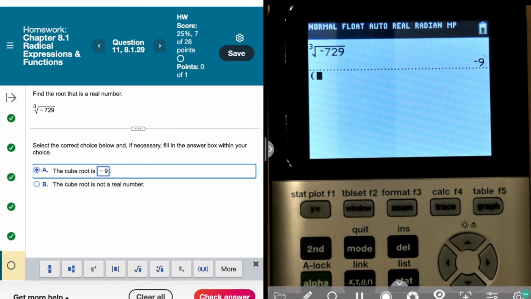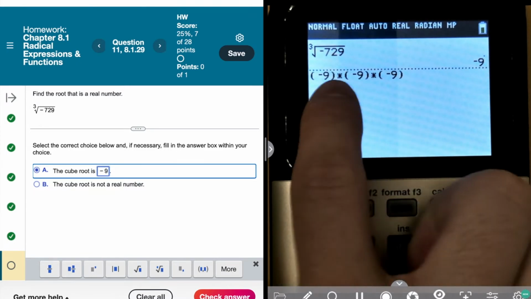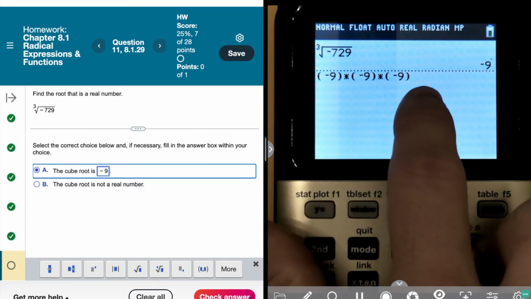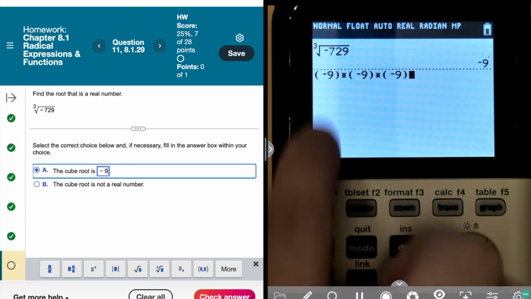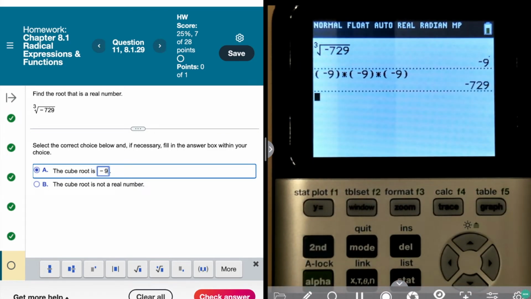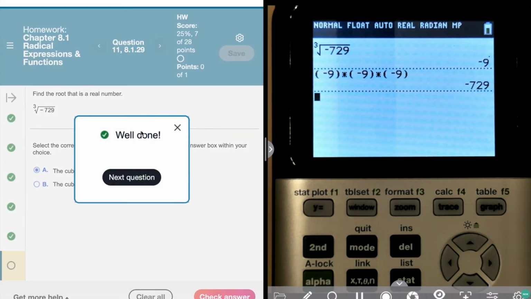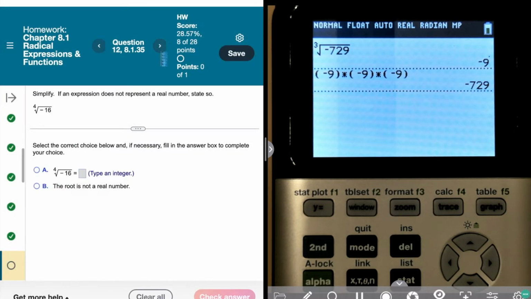And let's just show why. Because negative 9 times negative 9 times negative 9. Maybe now you see why a negative is possible, because 3 negatives multiplying will be negative, and 9 times 9 times 9 is 729. So really, Chapter 8 so far is saying pretty much, hey, rely on your calculator.